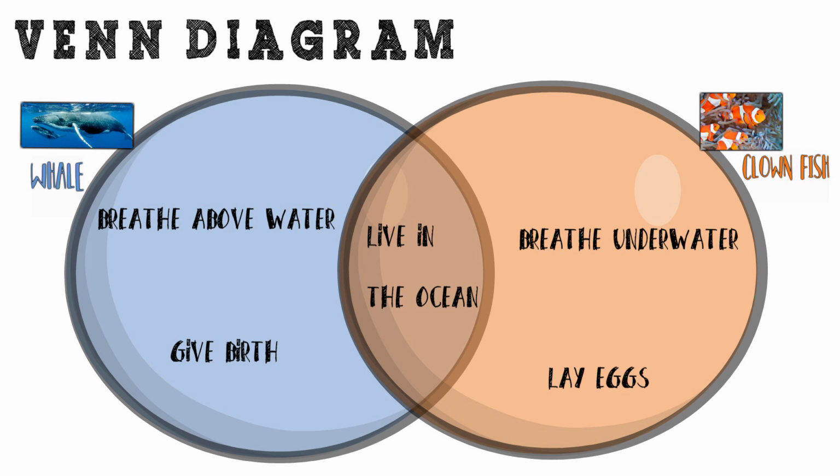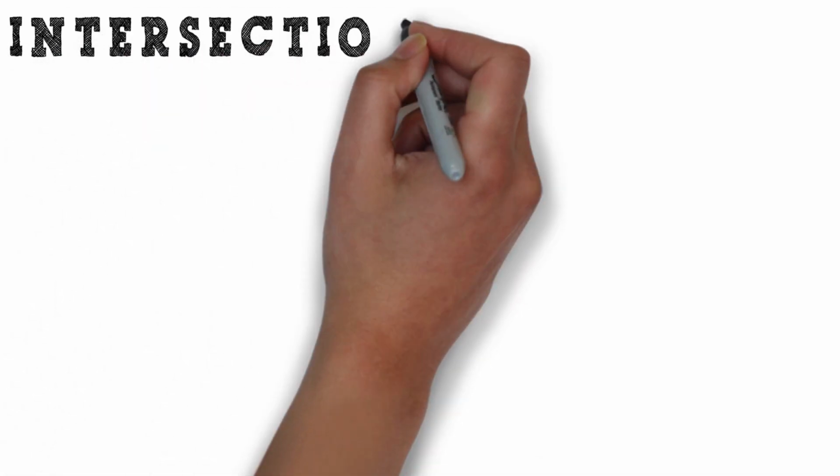For example, if we are asked what the elements of set whale are, we could say breathe above water, give birth, and live in the ocean. And if we are asked what the elements of set clownfish are, we could say live in the ocean, breathe underwater, and lay eggs. Now, let's continue with our discussion.